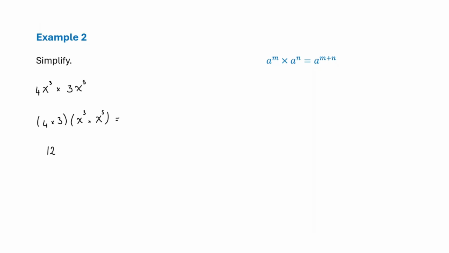For the powers of x, we use the product rule. The base stays the same, so we keep x and add the exponents. 3 plus 5 is 8. So the expression simplifies to 12x to the power of 8.